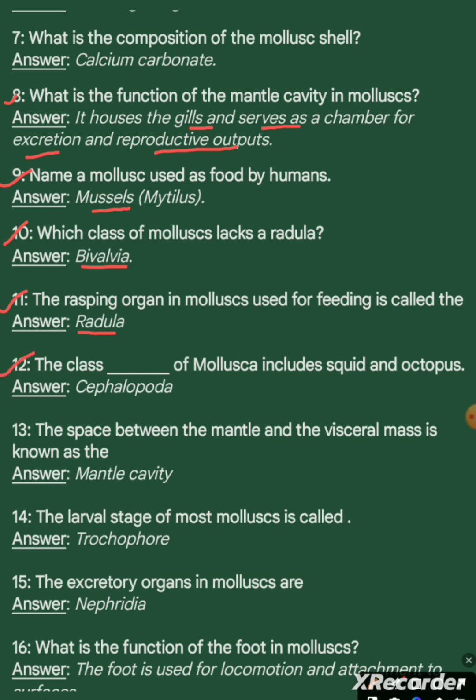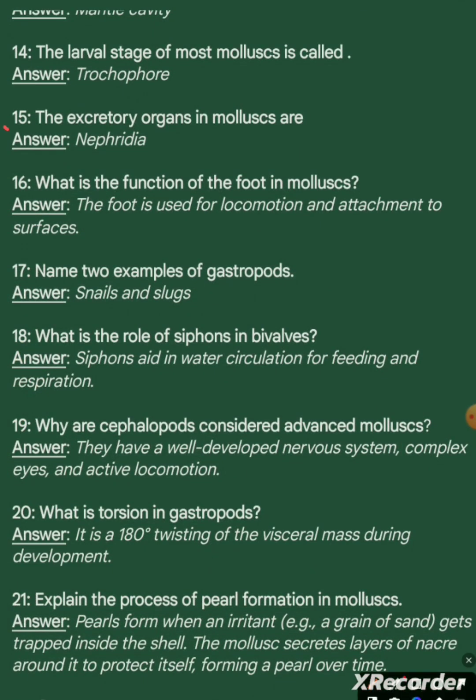Question 12. The class of mollusca that includes squid and octopus is answer cephalopoda. Question 13. The space between the mantle and the visceral mass is known as the answer mantle cavity. Question 14. The larval stage of most mollusks is called answer trochophore. Question number 15. The excretory organs in mollusks are answer nephridia.